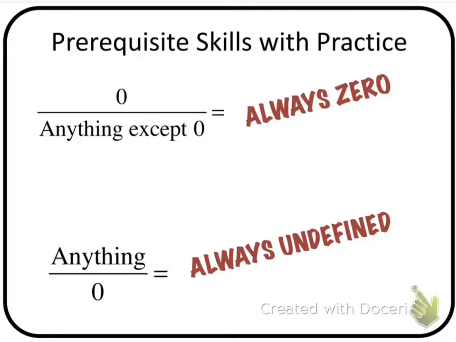So anytime you have 0 divided by a number other than 0, right? Imagine if you have 0 of something and you divide it amongst the classroom. People are going to get 0 of it, so it's always going to end up being 0. Now, if you have any number divided by 0, you can't divide anything between 0 people. So that's always going to be undefined.